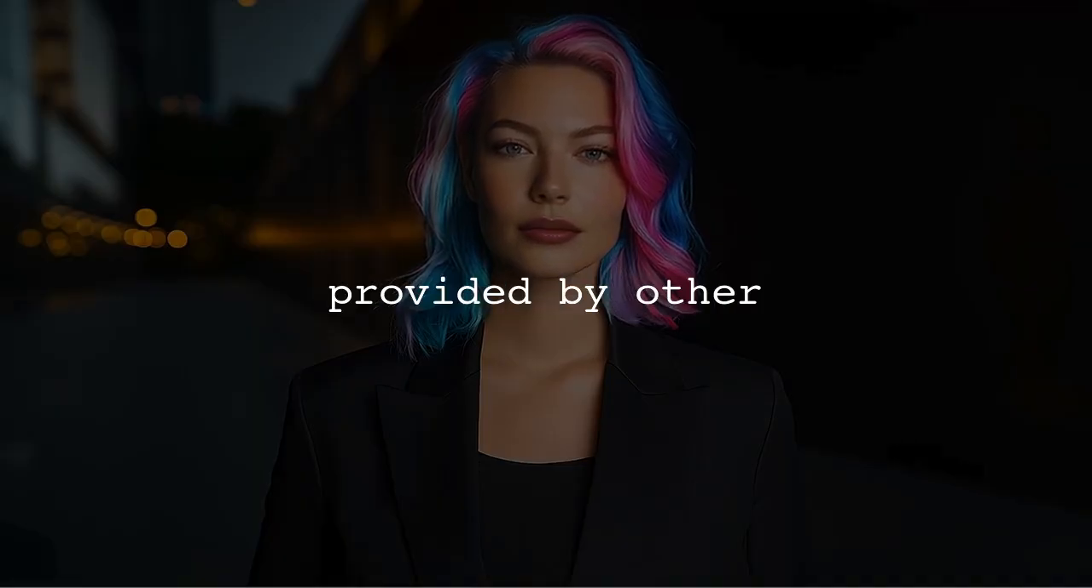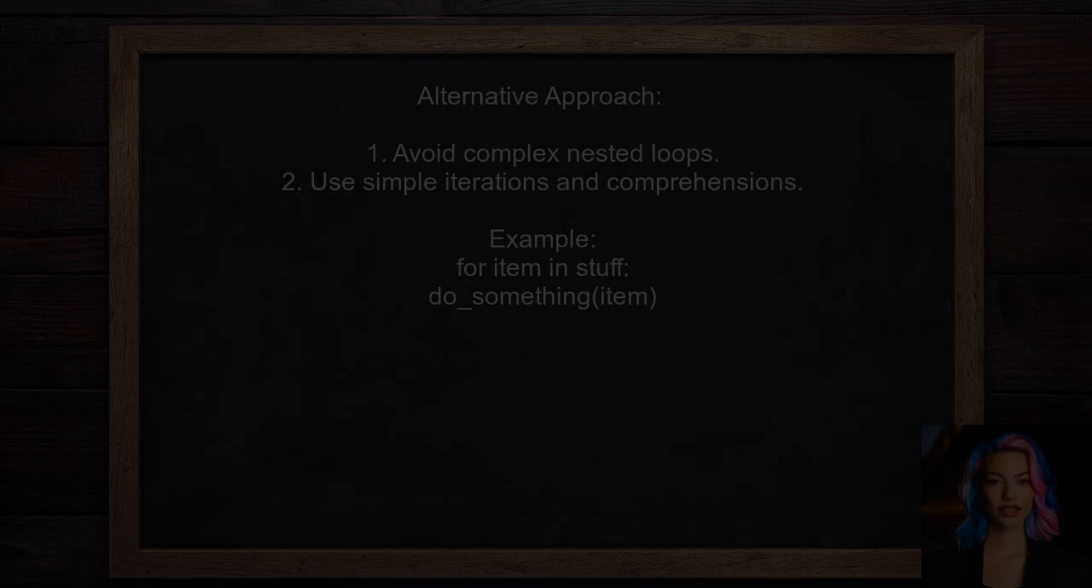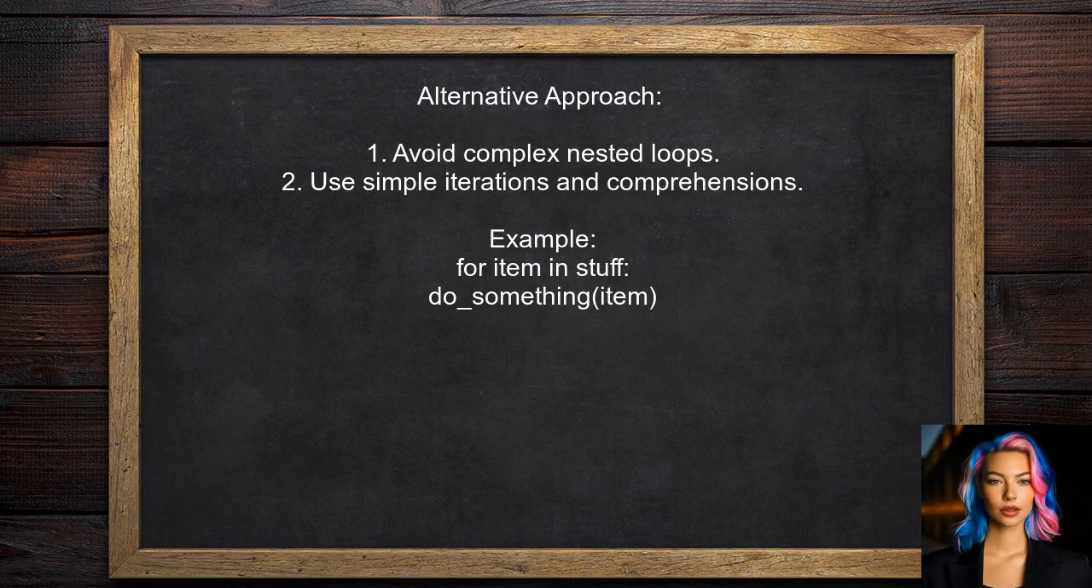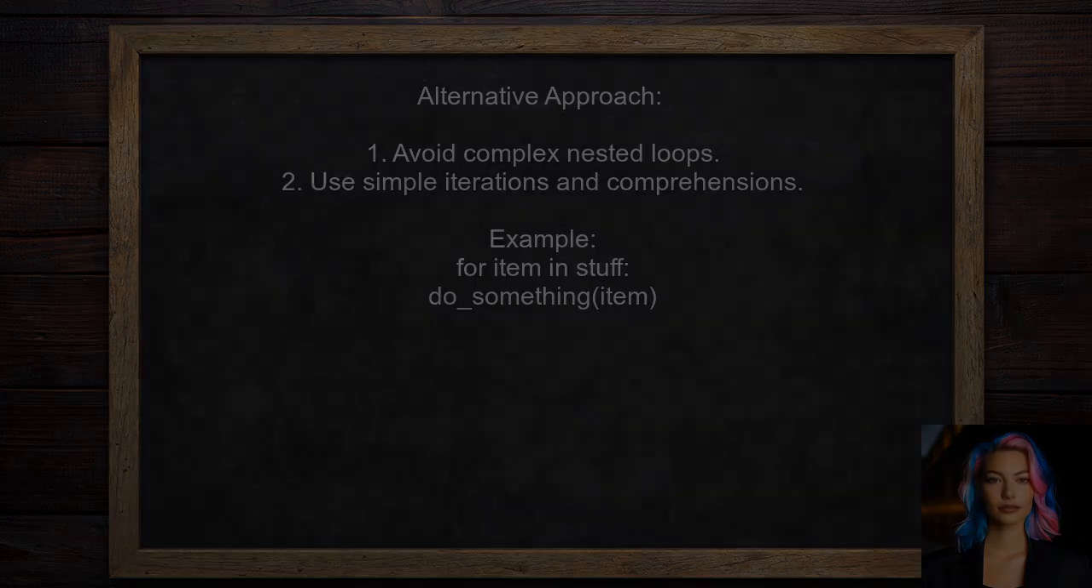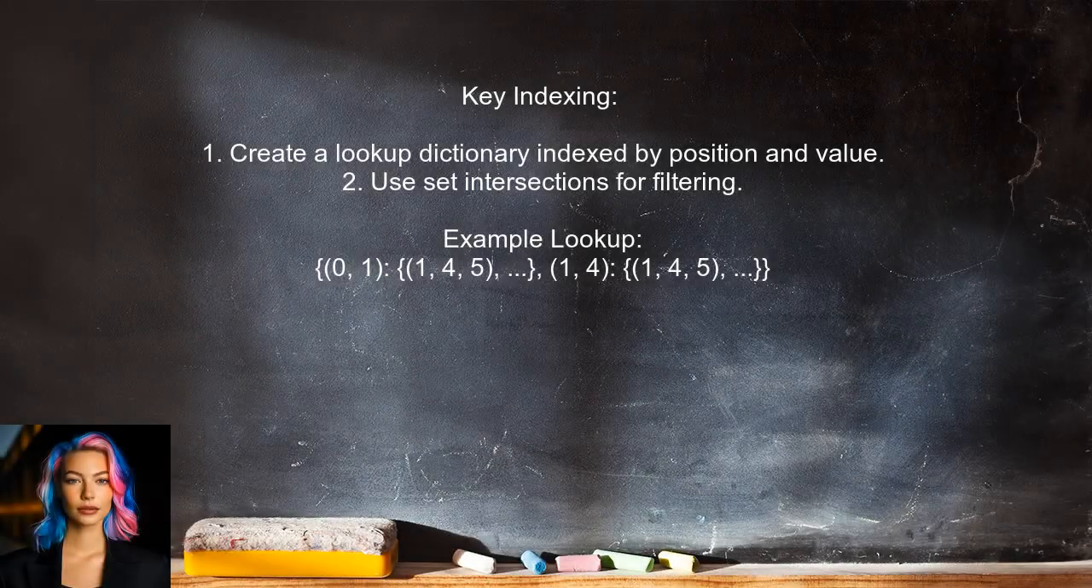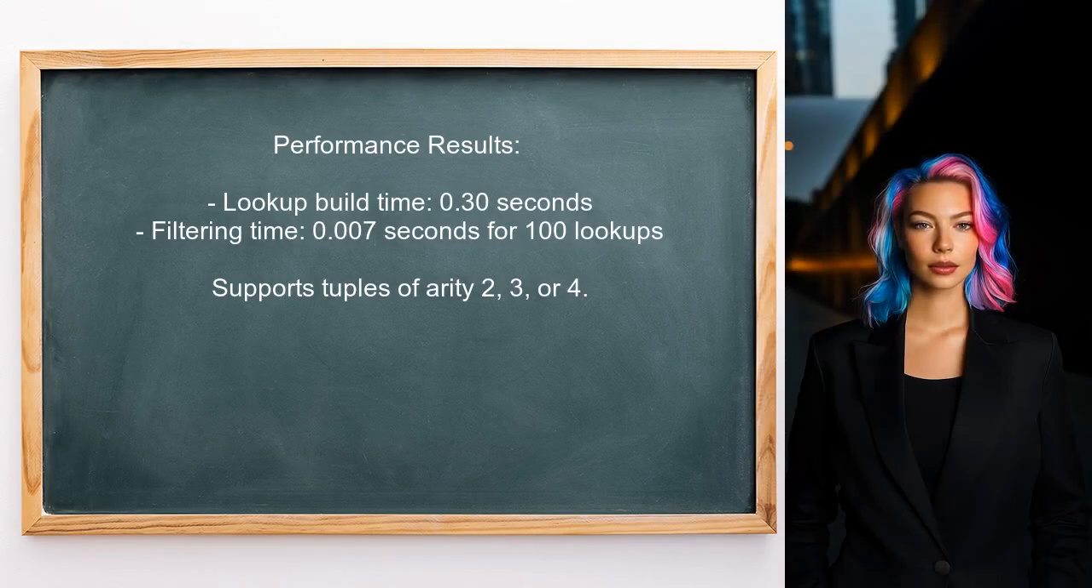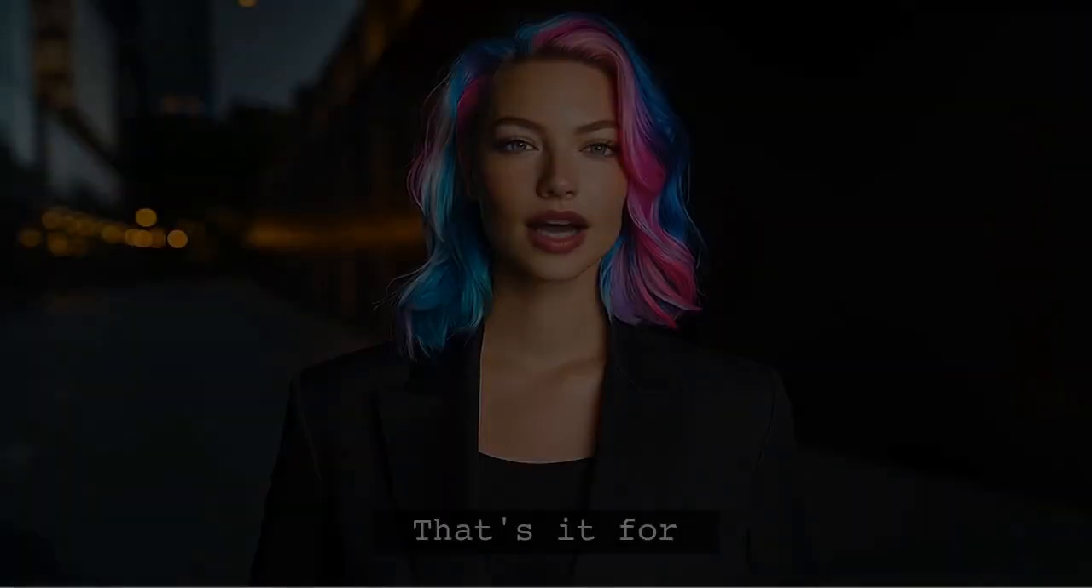Now, let's look at the answers provided by other users. An alternative approach suggests leveraging Python's strengths by avoiding complex nested iterations. Instead, it recommends using simple iterations and comprehensions for better performance. The user proposes building a lookup dictionary that indexes each key by its position and value. This allows for fast filtering using set intersections, significantly improving performance. This method efficiently handles tuples of varying lengths and allows for both general and specific filtering, with impressive timing results for large datasets. That's it for that answer.